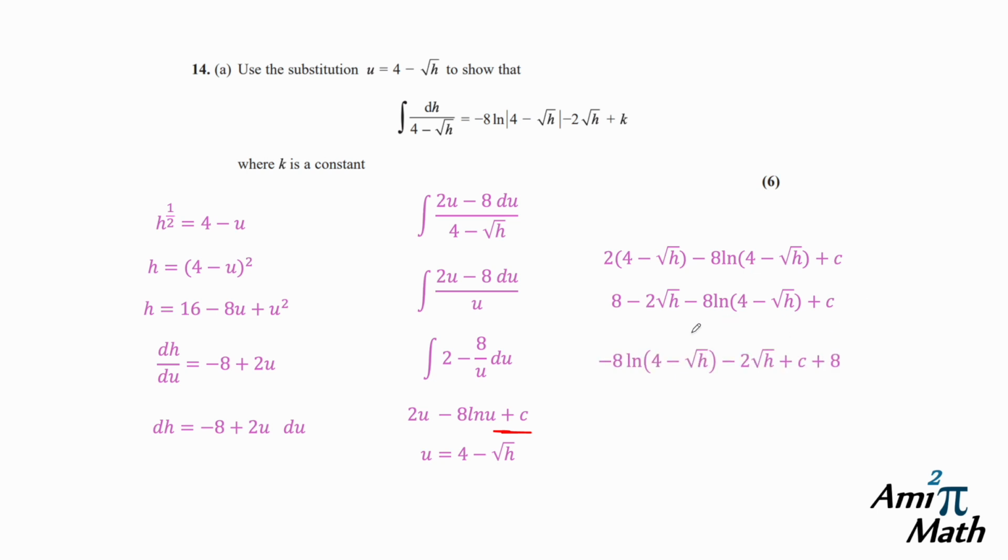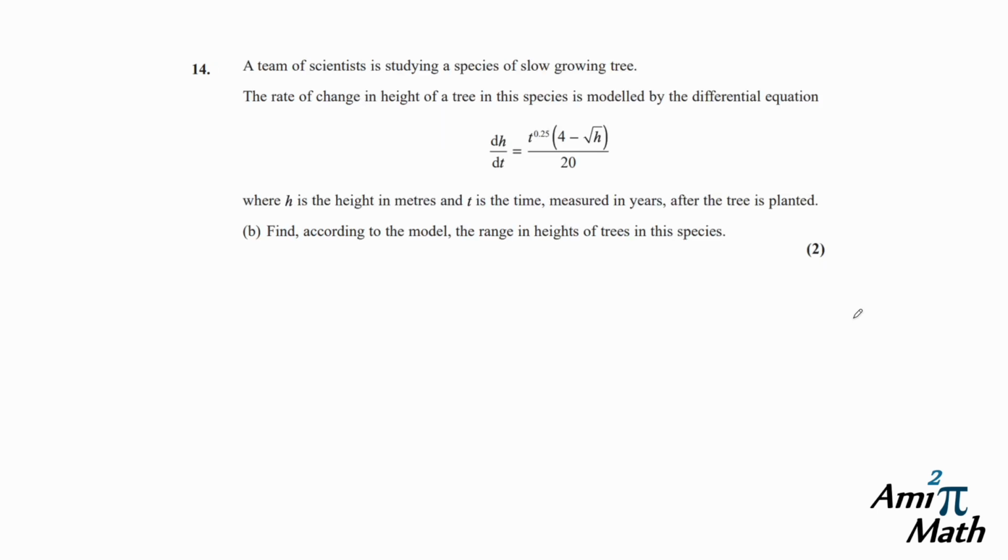And you can just rearrange this to get minus 8 ln bracket 4 minus root h, minus 2 root h plus c plus 8. And you can kind of see that it does match up with the equation given in the question. And then the c plus 8 you can just write as k as your constant, like so. And that is it.